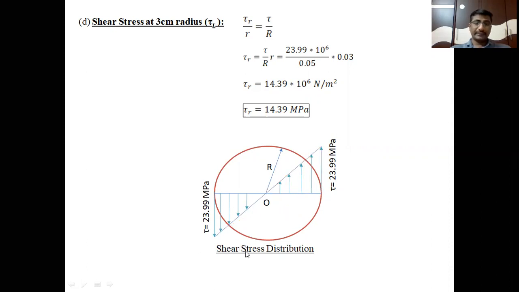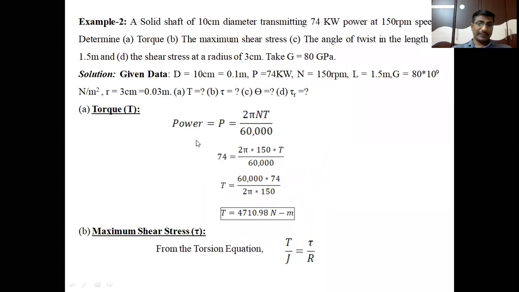Okay, students, this is the shear stress distribution diagram across the cross section of the shaft. Clear? So we found the shear stress at any radius r, the maximum shear stress, the angle of twist in the shaft, and the torque transmitted by the shaft by using the power. This is the second example.